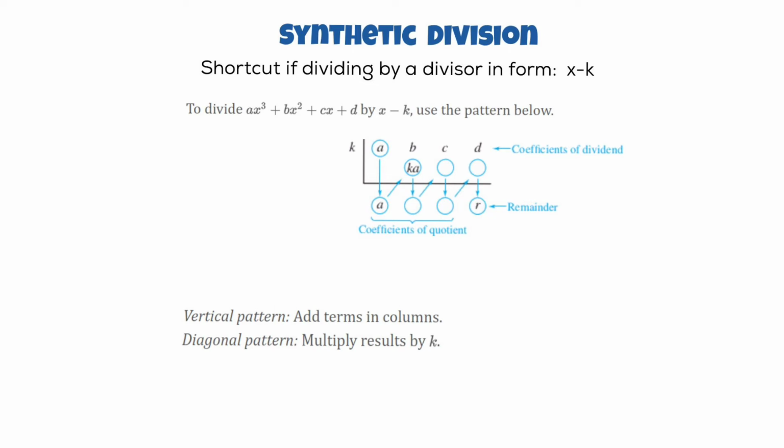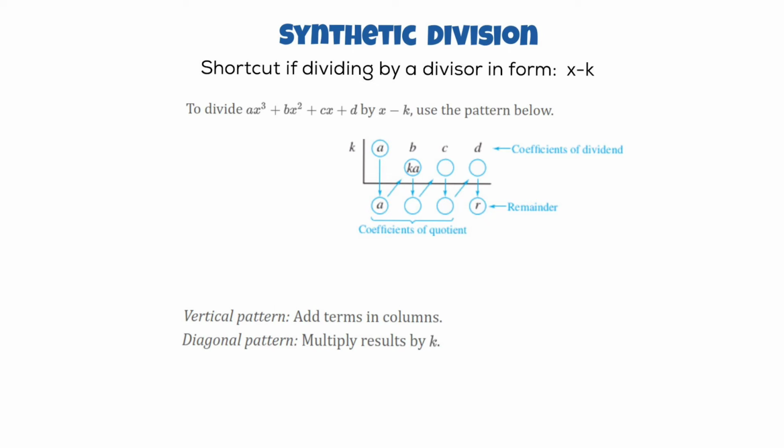So you bring the a straight down, whatever that is, and then you immediately take a times that k value, and you write it here. And then you add, and then you take this answer times k and put it there, and then you add, take this answer times k and put it there, add, and whatever you have left at the end is your remainder.